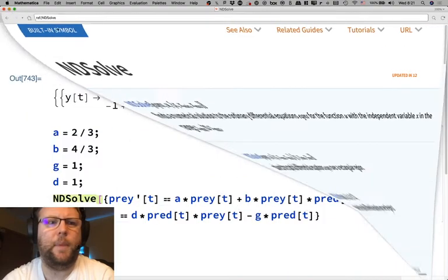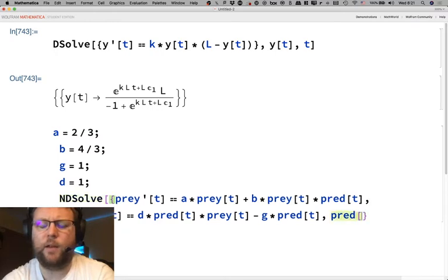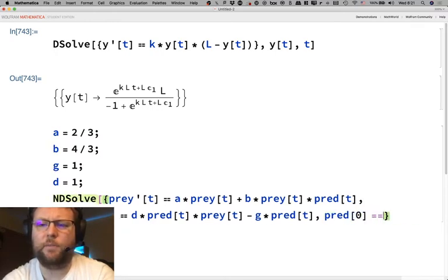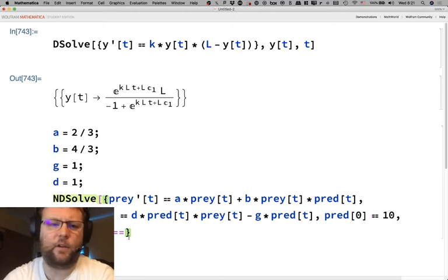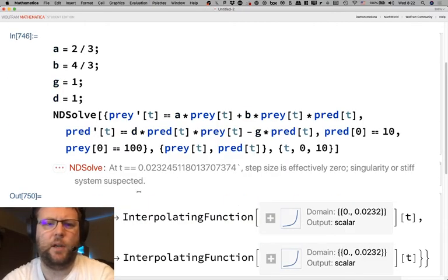All right, so let me minimize that. There's our set of equations. We also need to know how many predators there are at time zero, and how many prey there are at time zero. Well, let's just make something up. Let's say there are 10 predators and 100 prey, and we'll just see what happens. Now we're solving for pred of t and prey of t, on a range of t from 0 to 10, and see what happens.